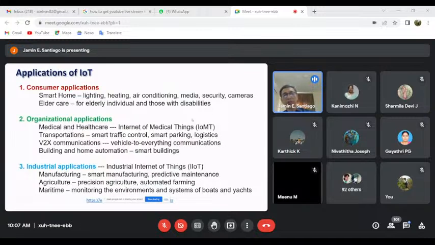Now, what are the applications of IoT? We will just go through this quickly, because there are so many applications. But most of this we have already used in our projects. The common one is consumer applications. We have a smart home. In a smart home, we can automatically control the lighting, the heating, the AC, then the maintenance, security, and cameras. We have a lot of projects involving a smart home and also the smart building.